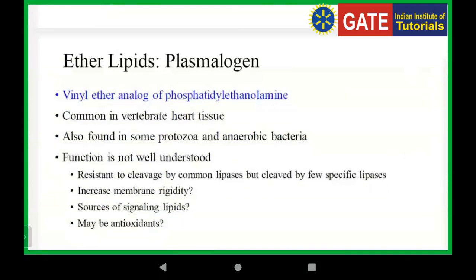Ether lipids are also called plasmalogen. These are common in vertebrate heart tissues, also found in some protozoans and anaerobic bacteria. Plasmalogen is similar to the structure of phosphatidyl ethanolamine. Original ether lipids are found in Archaebacteria. Modified ether lipids are found in some protozoans, anaerobic bacteria, and vertebrate heart tissues.